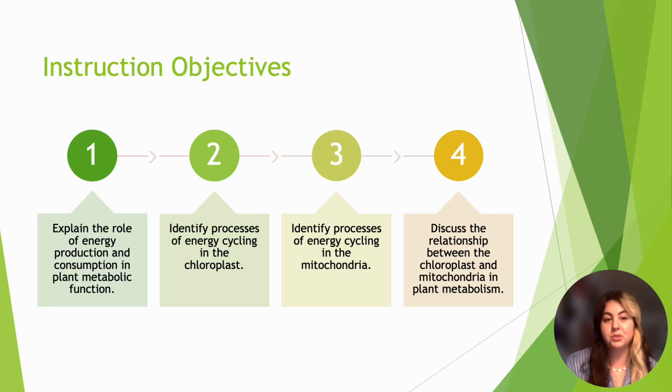Objectives to be met through instruction. This is for basic understanding of the material, that being energy conversion and cycling processes through the chloroplasts and mitochondria. So, at the conclusion of instruction, students should be able to explain the role of energy production and consumption in plant metabolic function, identify processes of energy cycling in the chloroplast as an individual organelle, and then also in the mitochondria as an individual, and then discuss the relationship between the chloroplast and mitochondria in a plant's overall metabolic capabilities.